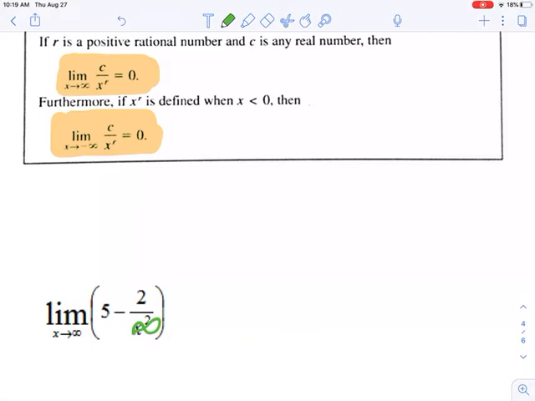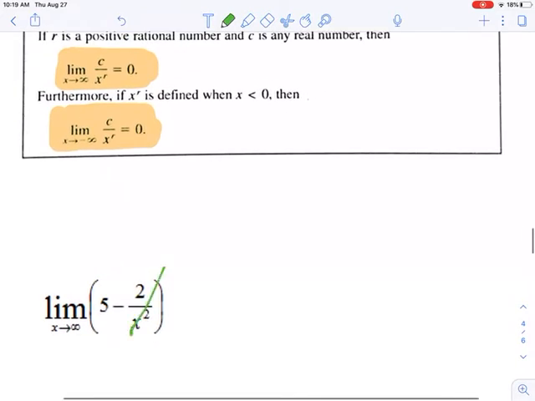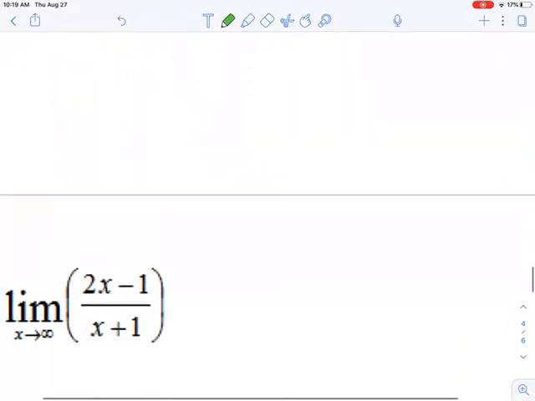Okay, so you've been trained to look at direct substitution. Well, if we plug infinity in, okay, we have 2 over approaching infinity. All right. Our rule says, well, 2 over approaching infinity, that fraction is going to go to 0, and we're left with 5 minus 0.